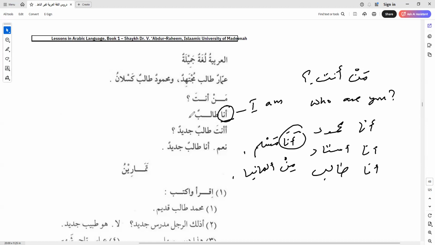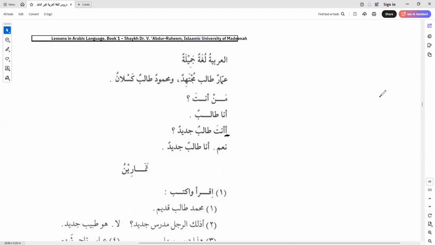So أنا طالب. أنت طالب. Remember we said this أ is for interrogative. Are. And then أنت, you. But this you is singular, and then masculine. Very, very important. Anta is used for a single male, you. Anta talibun jadidun. Are you a new student?